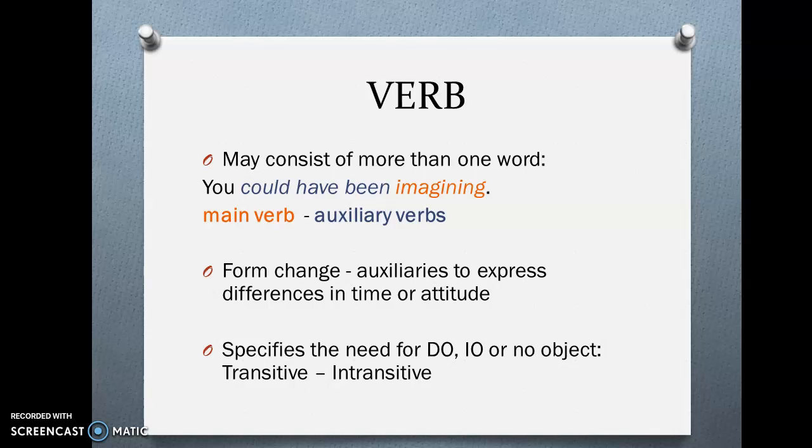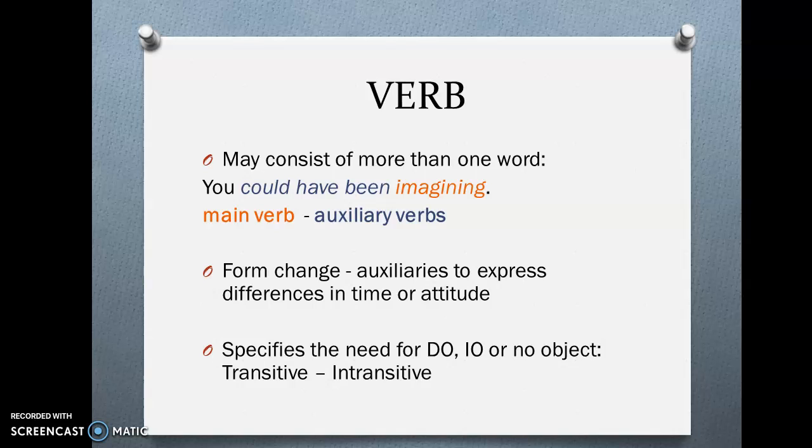In a sentence like you could have been imagining, what we have first are auxiliary verbs. Yes, but the main verb is the last one. Why? Because it carries semantic content. You might remember your definition of functional categories and content categories. Well, the verb is a content category because it carries semantic meaning, and that's the reason why it's going to be one of the most important elements in a sentence.